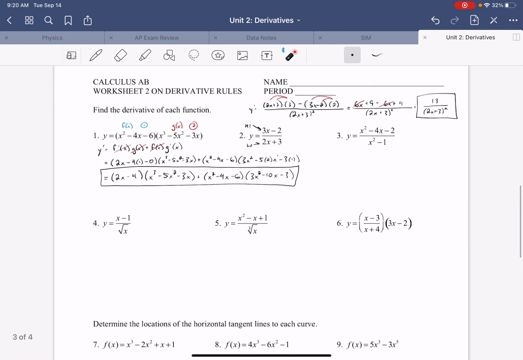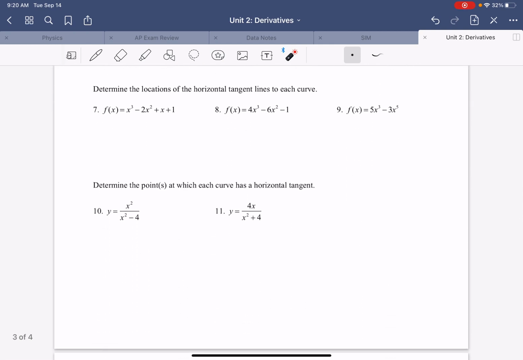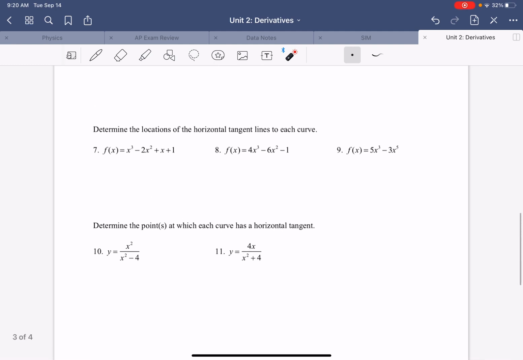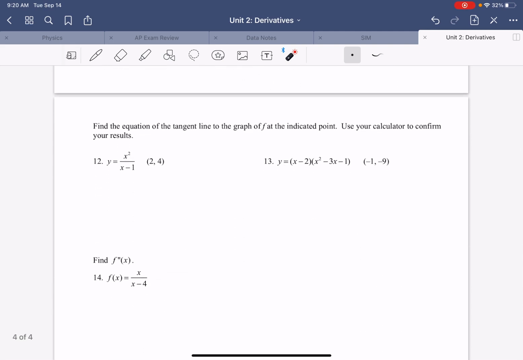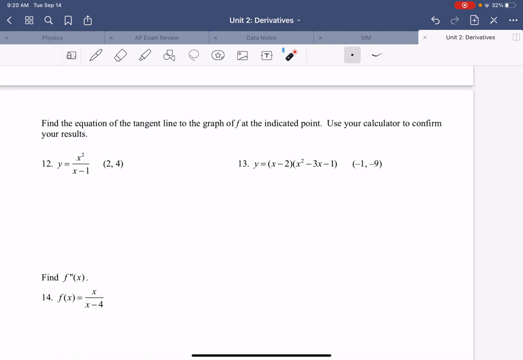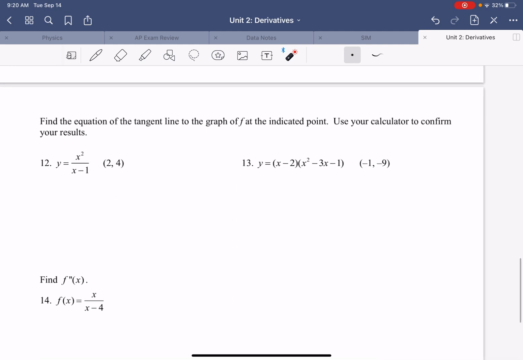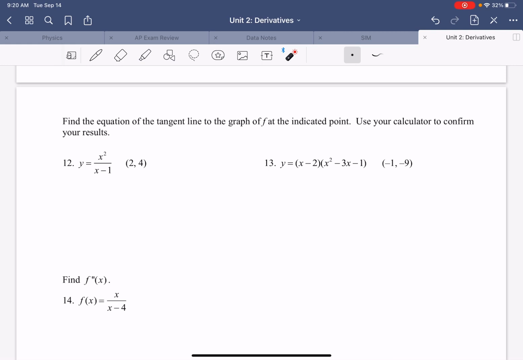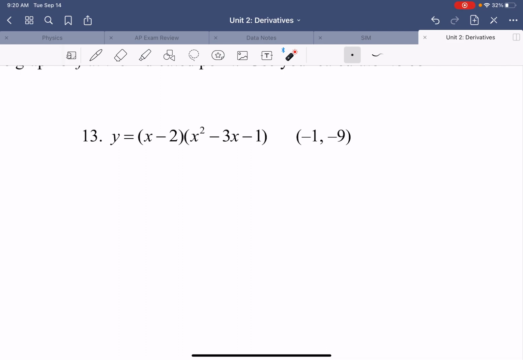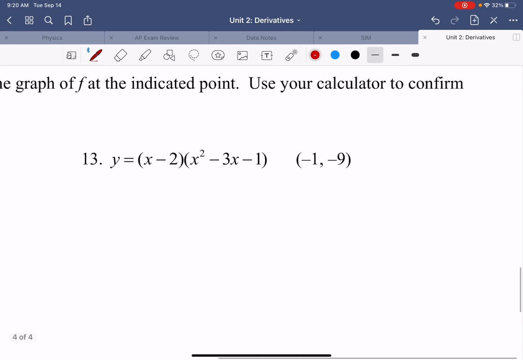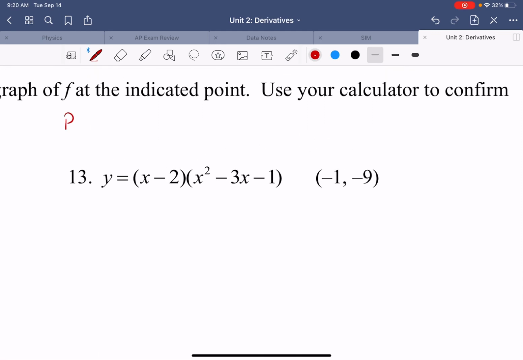So let's do 2 more. So this, let's see, let's find a good one. So find the equation of the tangent line to the graph of f at the indicated point. Use a calculator to confirm your results. So I need to find the equation of a tangent line. So remember, anytime that you're looking for the equation of a tangent line, start with the point slope formula.